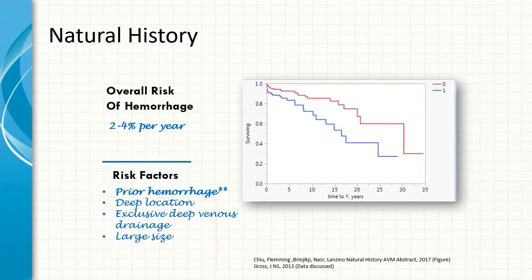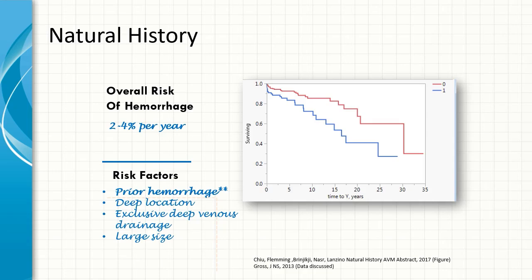What happens to patients with AVM over time? If you take all comers, the overall risk of rupture is 2 to 4% per year. The biggest predictor of future hemorrhage is prior hemorrhage. Other risk factors include deep location, exclusive deep venous drainage, and large size.